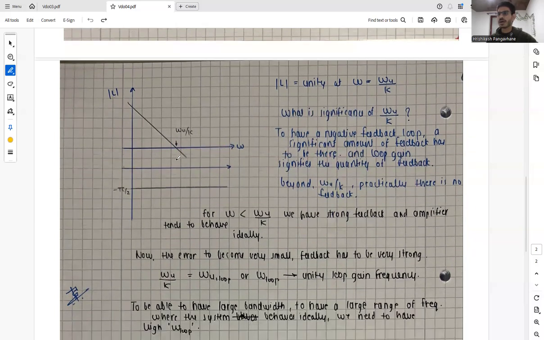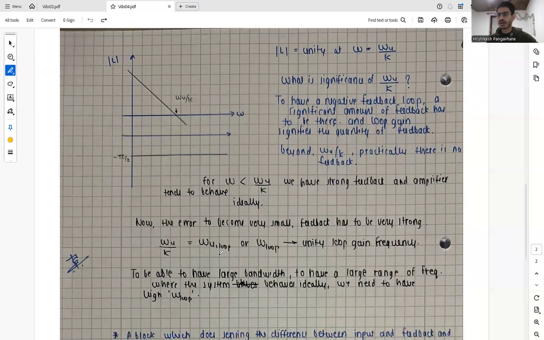So for omega lesser than omega u by k, we have a strong feedback, and the amplifier tends to behave ideally. And now, let's talk about the error. For the error to become very small, the feedback has to be very strong, and thus the value of omega u by k, or basically we can call it omega loop, which is the unity loop gain frequency, has to be larger.